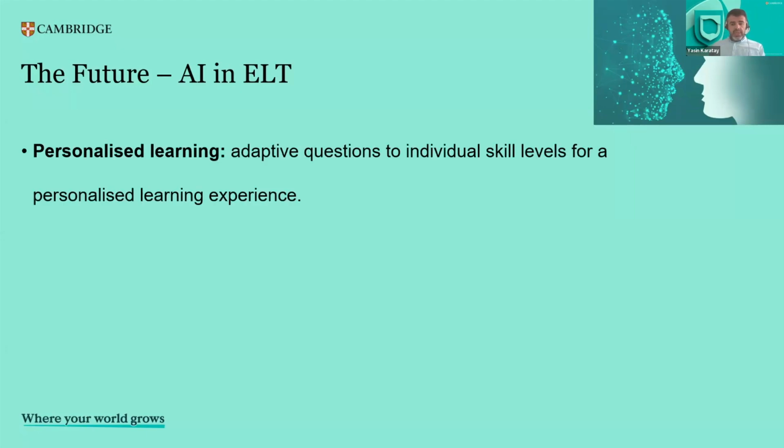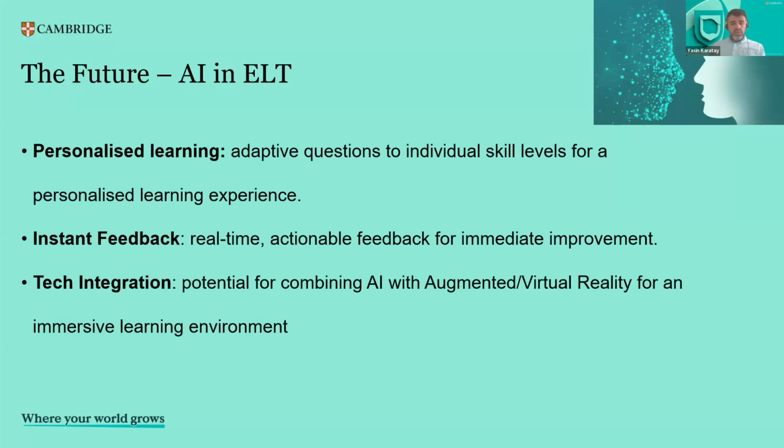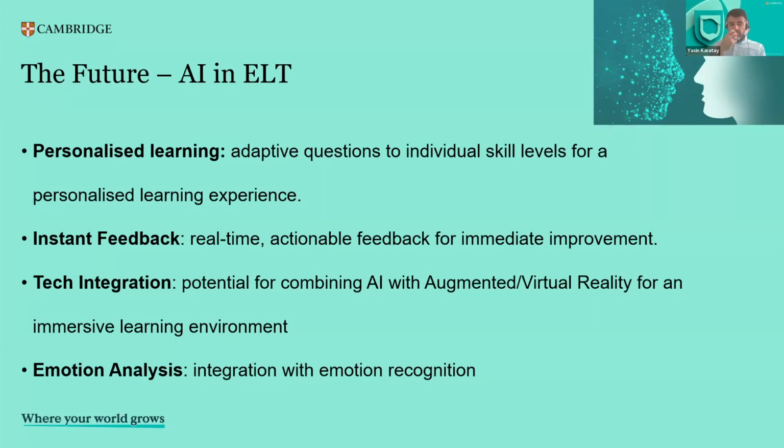We can expect more personalized learning opportunities where AI adapts itself based on the learner's level. In addition to that, it can also give real-time feedback. There's also potential for combining AI with other technologies such as virtual reality. We have already seen emotion recognition technology. One example was just released last week from OpenAI.